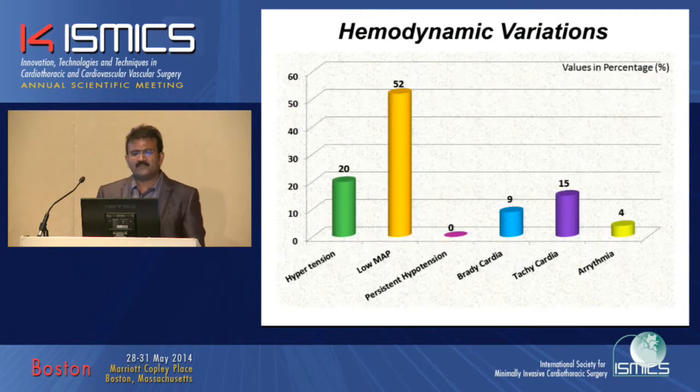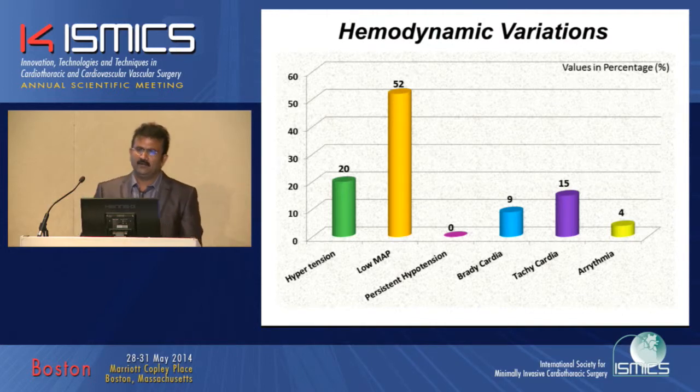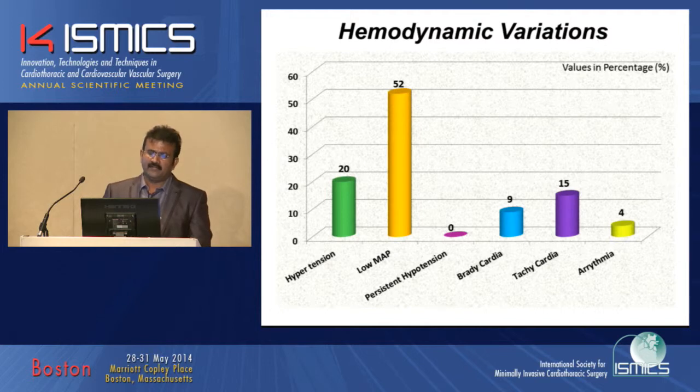In terms of hemodynamic variation, 20% of the patients had significant hypertension, which required nitroglycerin infusion. Low MAP occurred in 52% of the patients. It was transient, and we maintained with IV fluids and incremental doses of IV ephedrine. But none of the patients had significant persistent hypotension requiring inotropic support.